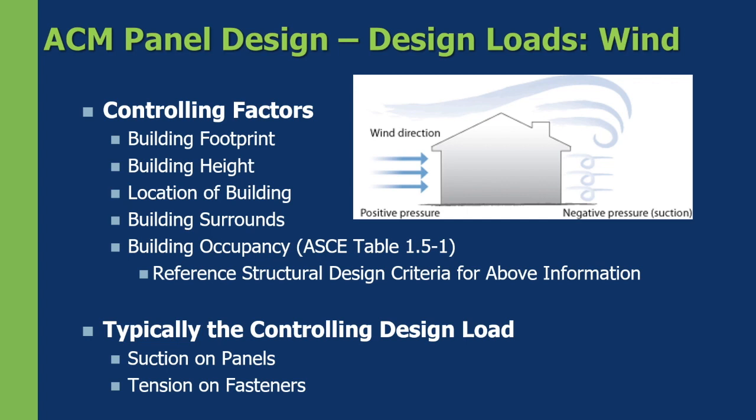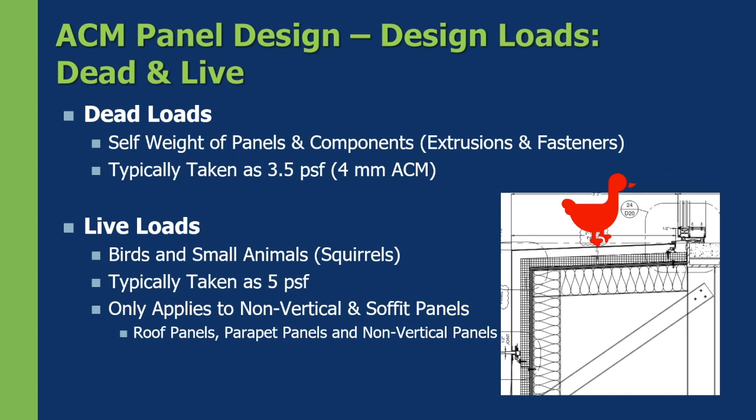The wind pressure in a building is going to provide the suction on the panels, and it's going to be the primary loading for deflection. It also is going to be the main provider of the tension on our fasteners. We also look at the dead load and live load of panels. The dead load is going to be the weight of the panel and all of its components. It's going to be slightly different between a 4mm panel and a 6mm ACM panel, but they're roughly about 3.5 psf, pounds per square foot.